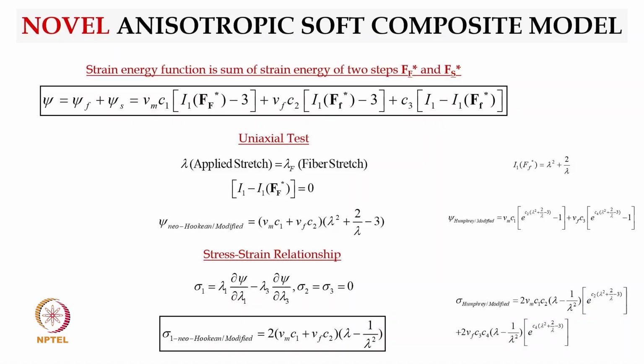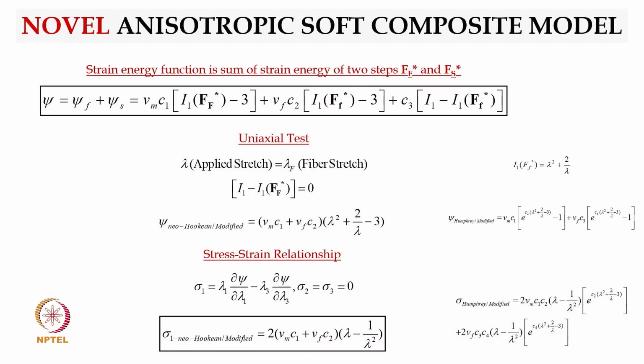So ideally the strain energy function becomes a sum of the strain energy of two steps, which is the Ff star and the Fs star, right, and it boils down to this large equation in the box on the very top, which is given as psi is equal to psi f plus psi s, where psi f is the energy density due to the fiber contribution, and psi s is due to the shear deformation component, right, which is finally given as nu m C1 I1 FF star minus 3 plus nu f C2 I1 FF star minus 3 plus C3 I1 minus I1 FF star. This is the shear component.